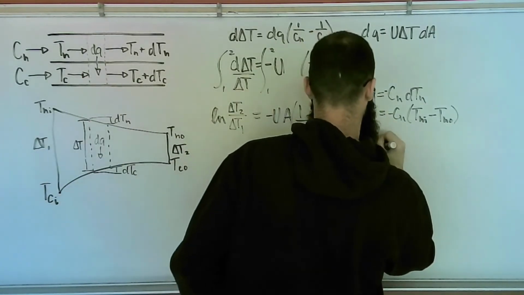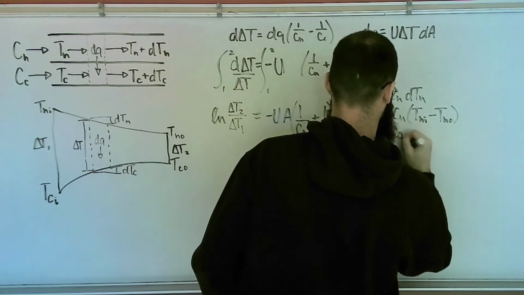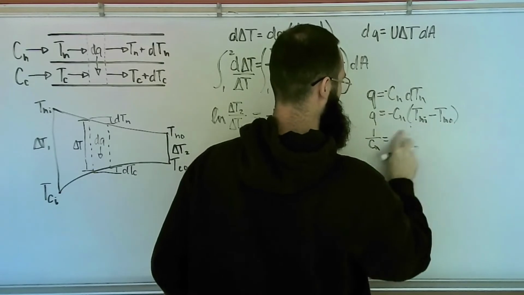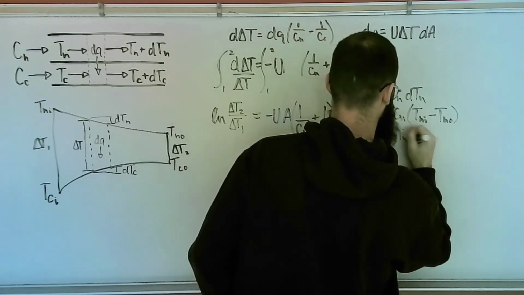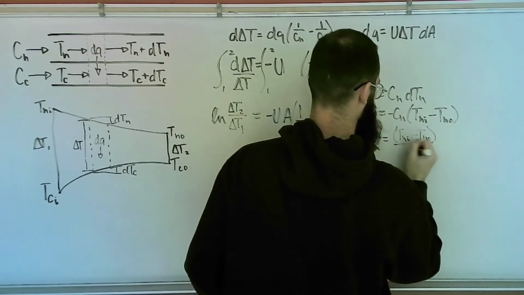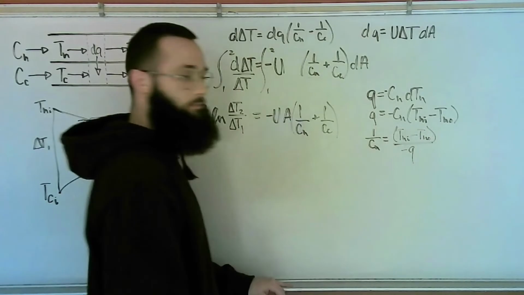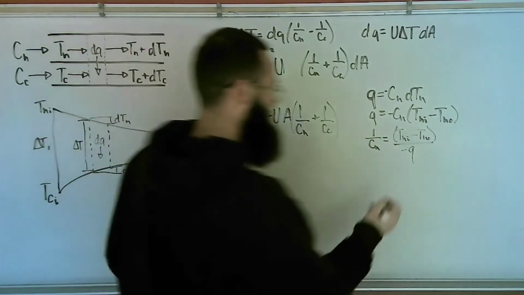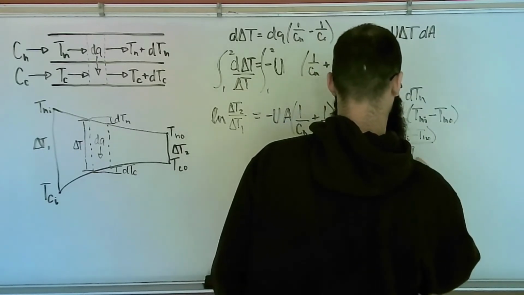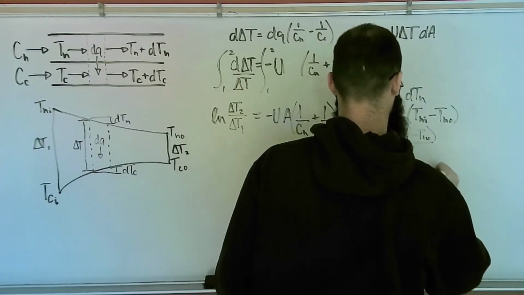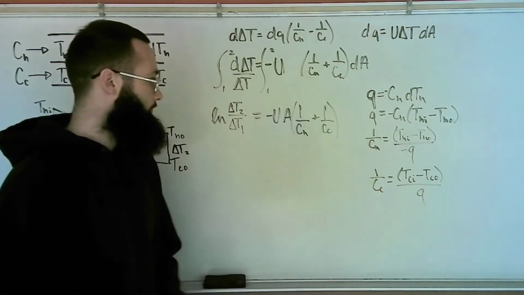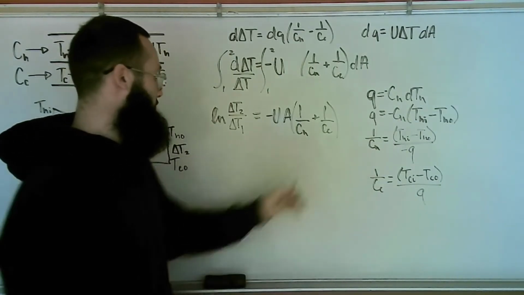So we'll do 1 over Ch is equal to negative (Thi minus Tho) all over negative Q. And we'll do the same thing for the Cc, and in the end we'll get 1 over Cc is equal to (Tci minus Tco) all over Q. So now what we need to do is plug these both in.